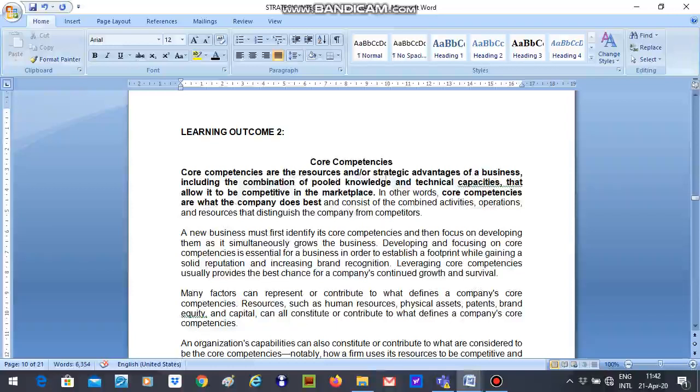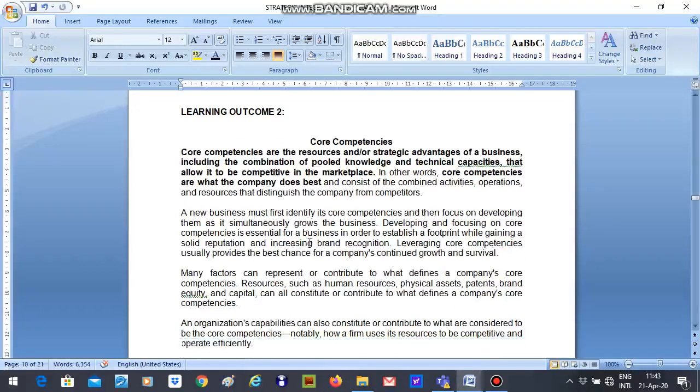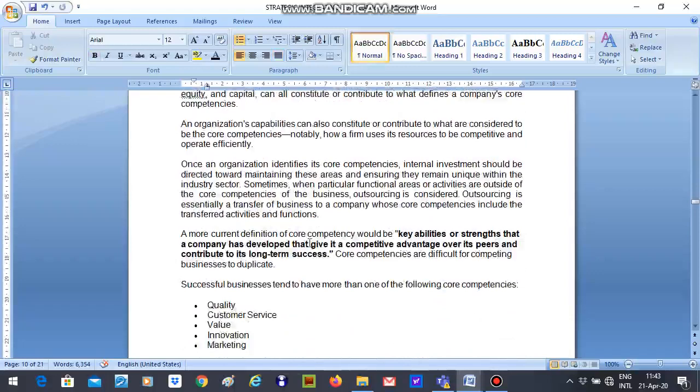Competencies are the resources, strategic advantages of a business, including a combination of pooled knowledge and technical capabilities that allow it to be competitive in the marketplace. So in other words, it's written here, core competencies are what the company does best. So your best is your competence, what you are able to do best, and it is difficult for your rivals or your competitors to emulate you. Your strength is your competence. So you are looking at what you do best, that is not easy for a competitor to emulate. It spells you out. It talks about you and sells you. That is a core competence.